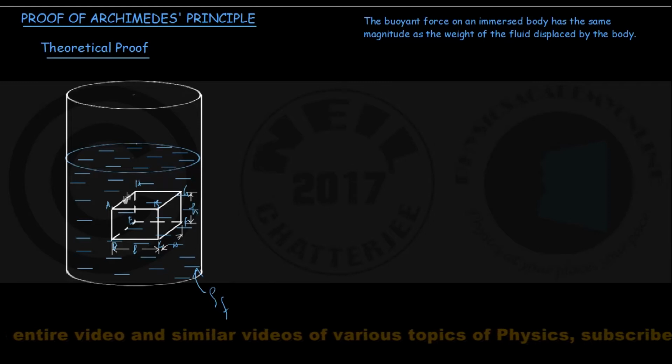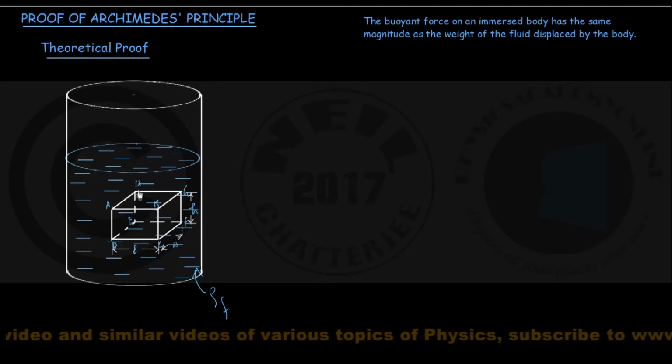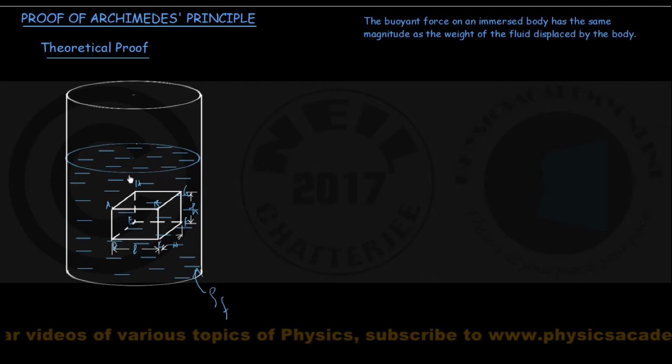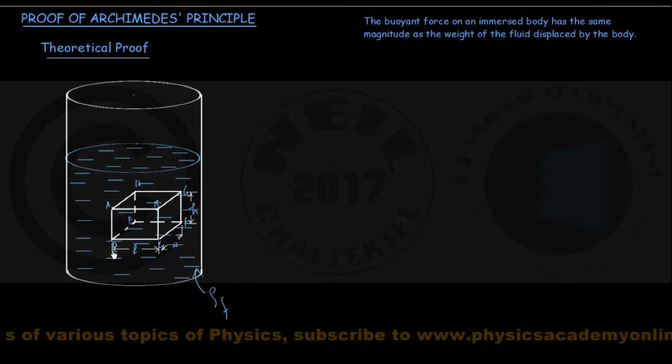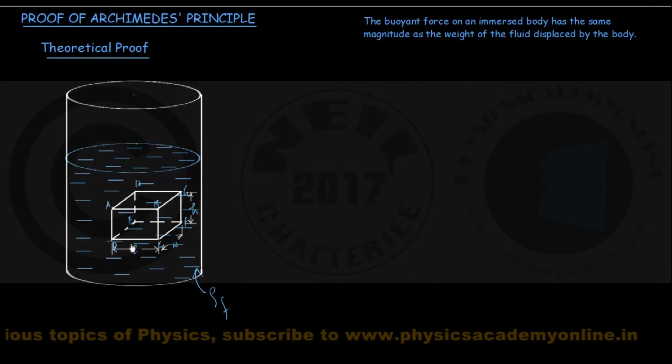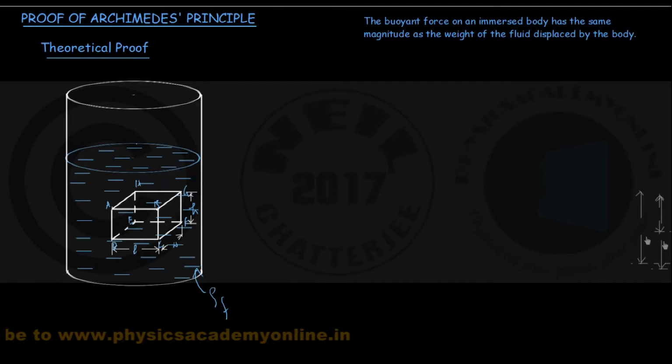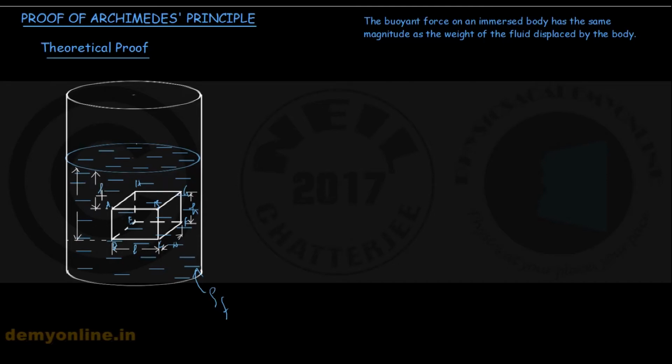Further, suppose the top horizontal face, that is AHGB, is at a depth of H1 below the free surface, and the bottom horizontal face, that is DEFC, is at a depth of H2 below the free surface. This I also show in my figure. The smaller depth is H1 of the top face, and the larger depth is H2 for the bottom face.